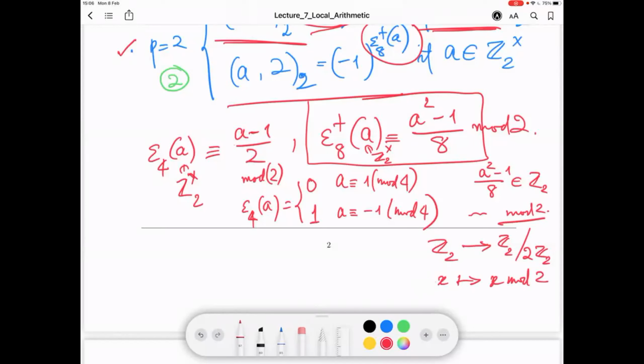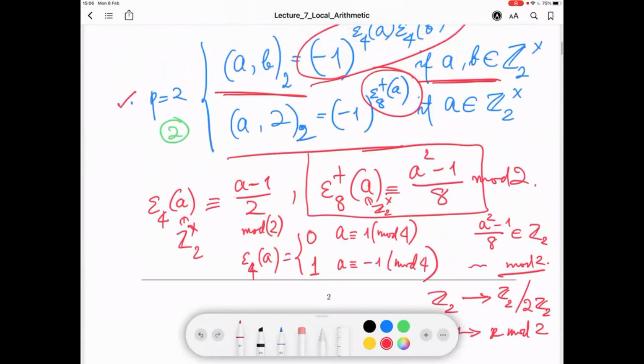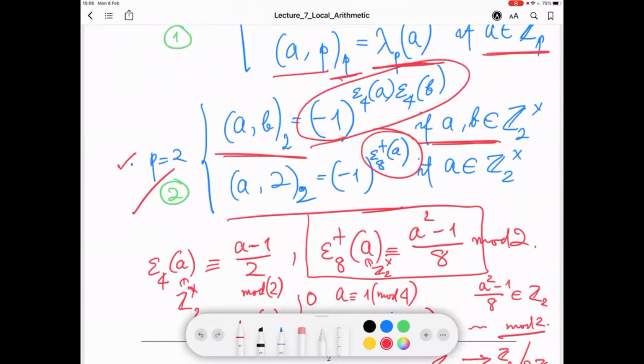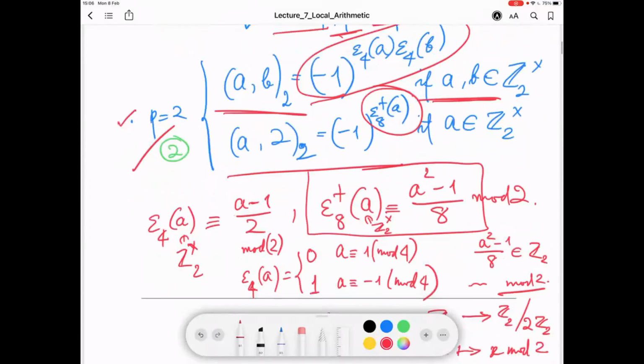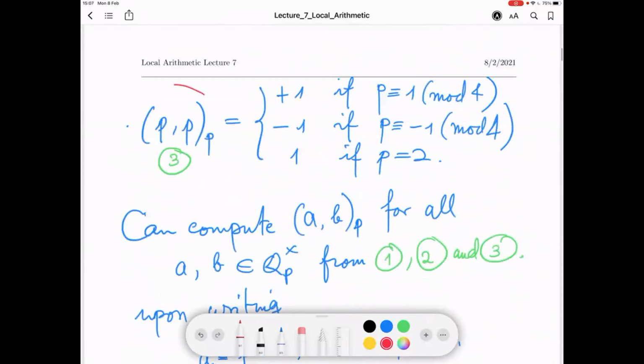Okay, so these formulae allow you to compute the Hilbert symbol in all cases. For example, we had checked that (P, P)_P is plus 1 if P is an odd prime congruent to 1 modulo 4. It's minus 1 if P is an odd prime congruent to minus 1 modulo 4, and it's equal to 2 if P is equal to 2.